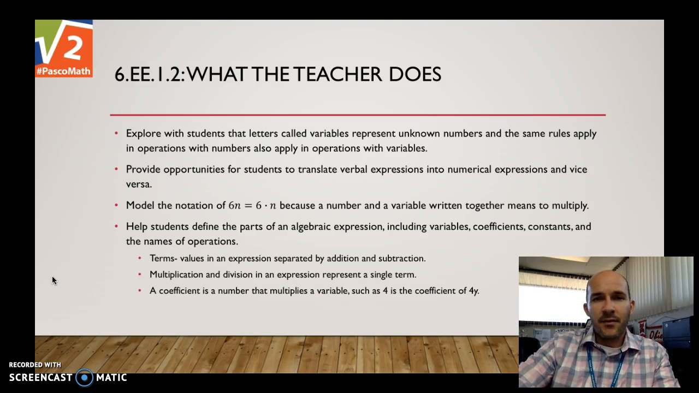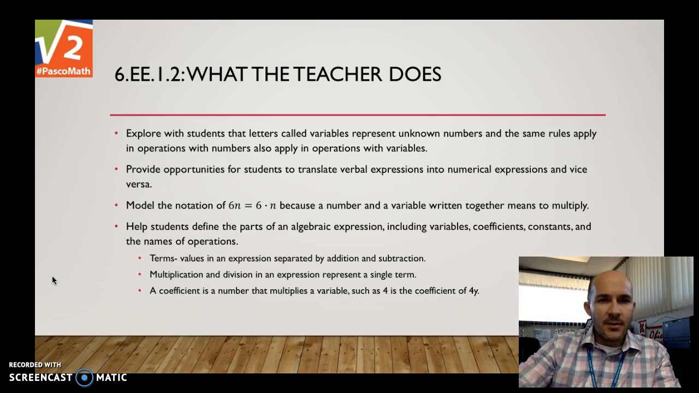So, some things you can be doing in the classroom. You can explore with students that letters called variables represent unknowns, and the same rules that apply in operations with numbers also apply with those operations with variables. Also provide opportunities for students to translate verbal expressions into numerical expressions and vice versa. They need a lot of opportunities to go back and forth there. You need to model that the notation 6n is 6 times n, because a number and a variable written together means to multiply. That's not just intuitive, it needs to be explicitly put out there.